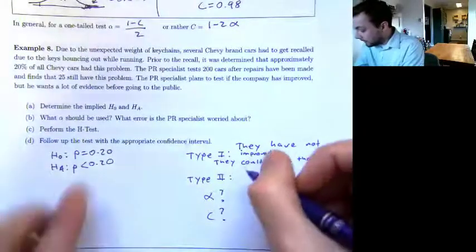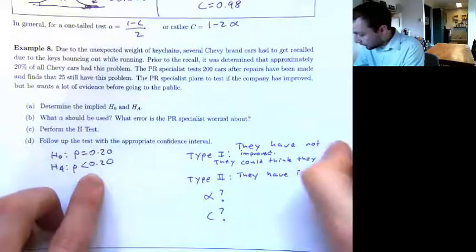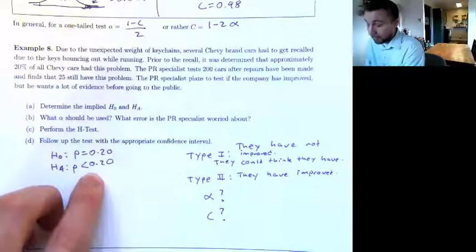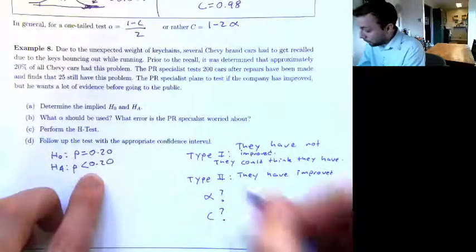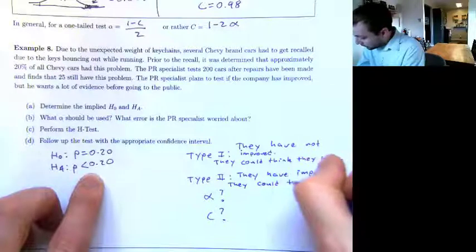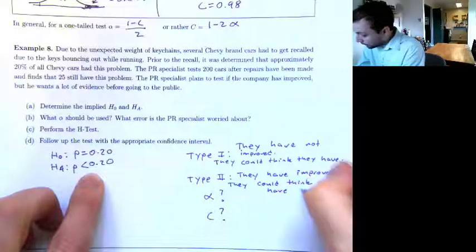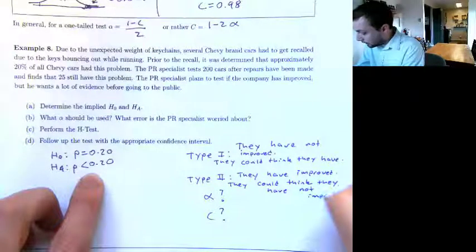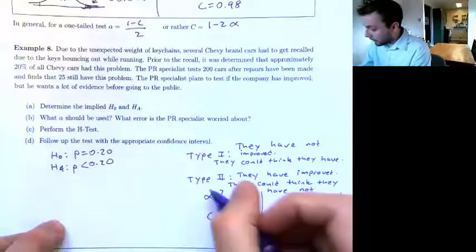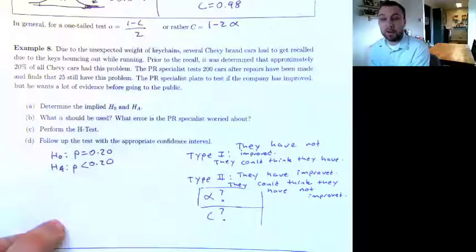Type 2, the second thing is true. They have improved. So the safety of their cars has gone up. That seems like a good thing to start out with, so how could this be bad? Well, they could think they have not improved. So they keep working, they keep spending hours and labor to try to make things better, even though they've already achieved their goal. They've already made things better.